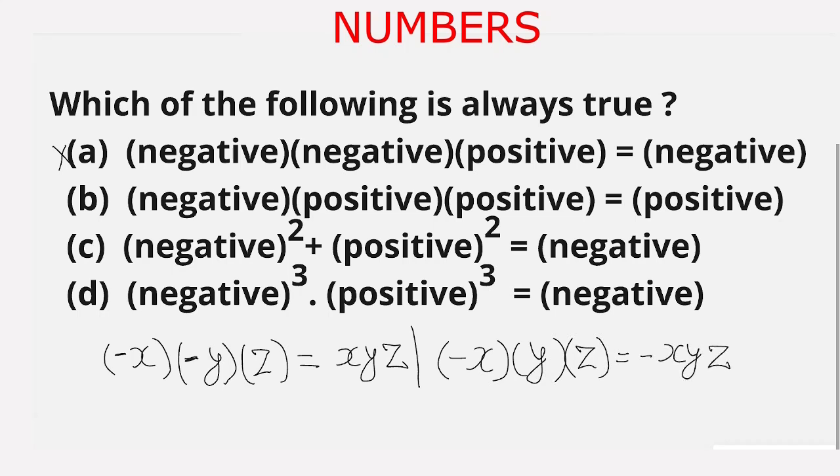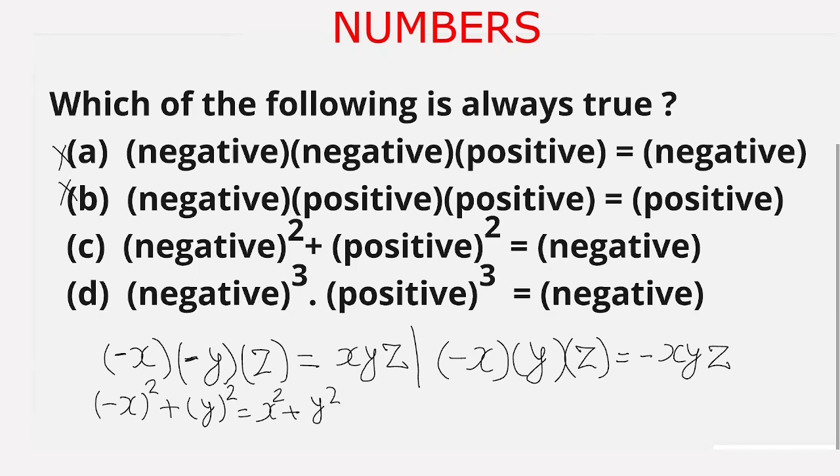So option B, negative multiplied by positive equal to positive, is not correct, as minus xyz is a negative quantity. So option B is also not true. We go to option C. Negative square is minus x square, plus positive square is y square. Minus x whole square becomes x square plus y square.